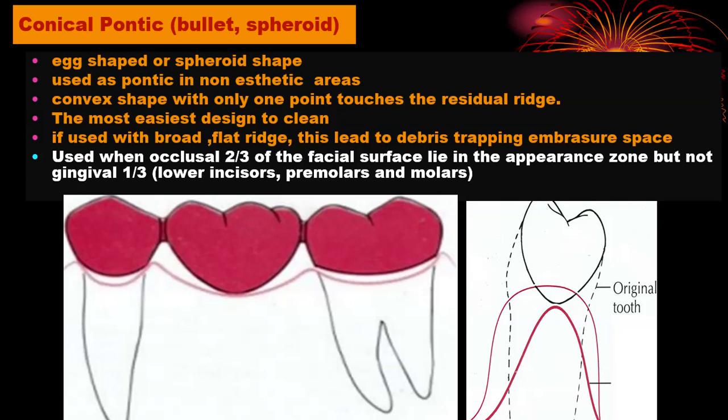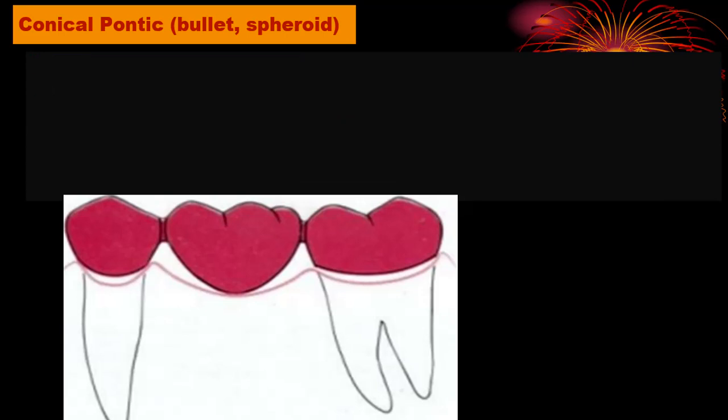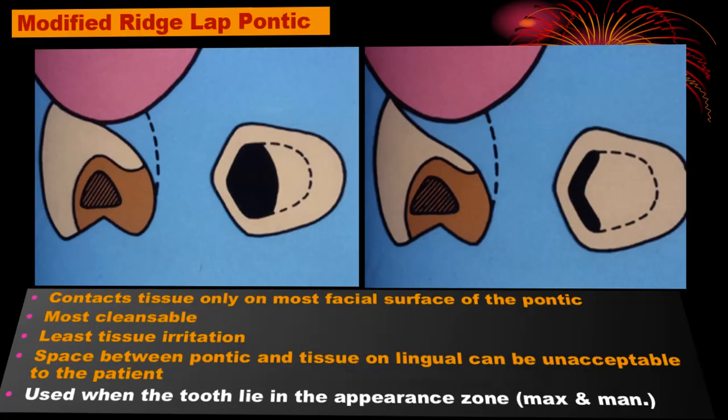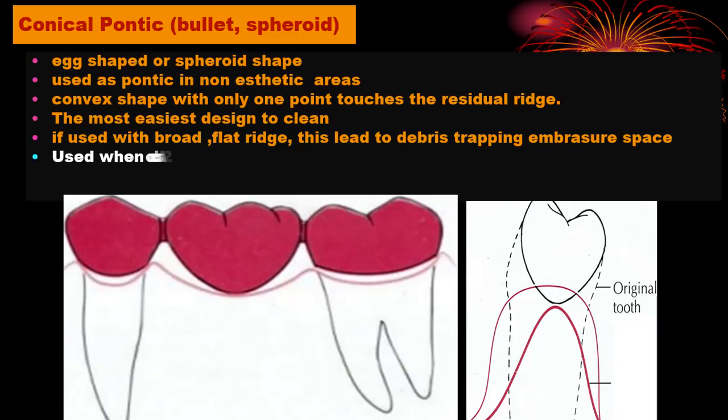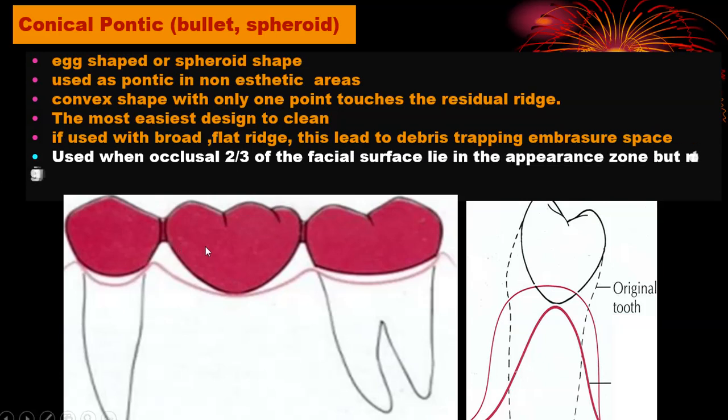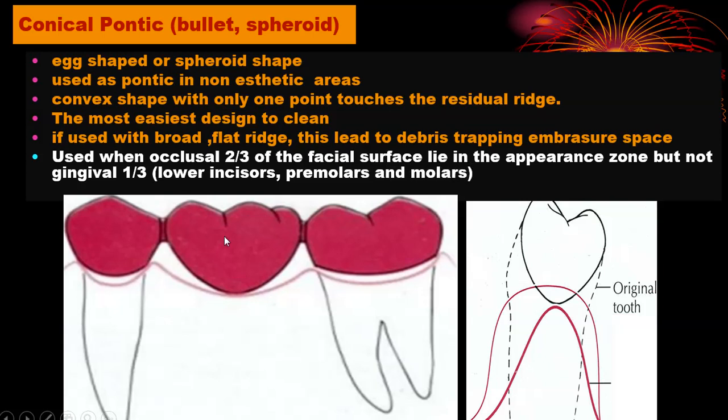لذلك this pontic أغلب الأحيان نستخدمه when the occlusal two-third، يعني شكل two-third نفس السن بس الجنجيفال thread is more convex، فلذلك نستعمل when the occlusal two-third of facial surface lie in the appearance zone but not the gingival thread. وهذه أغلب lower anterior and posterior teeth، ممكن نستعمل this type of pontic لأنه الجزء اللي يبين منها هو الكلوزال two-third of the tooth. Okay.